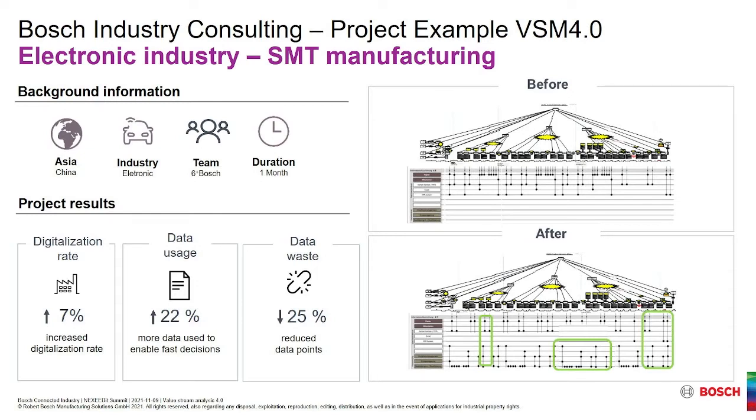And in the image before, you see a lot of data points in the first column, which is paper. So reduce waste, because data we don't want to have on paper, and increase data usage in systems that we want to have in future. So in sum, 25% reduced data points and 22% more data usage to enable also fast business decisions in the area of data analytics, for example.